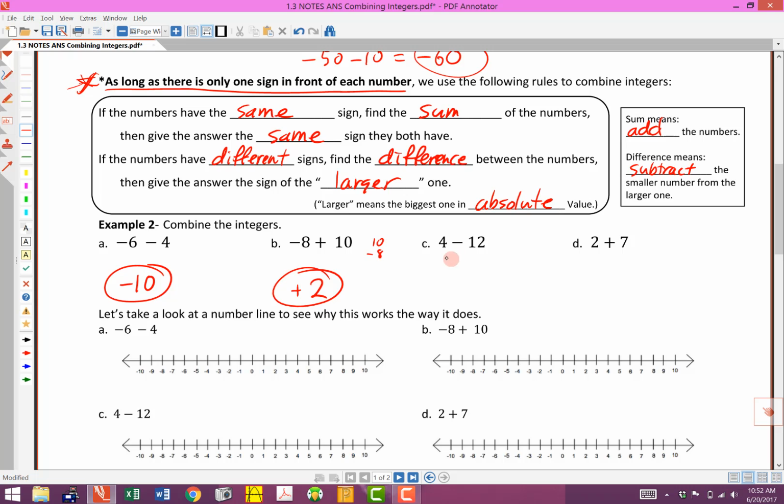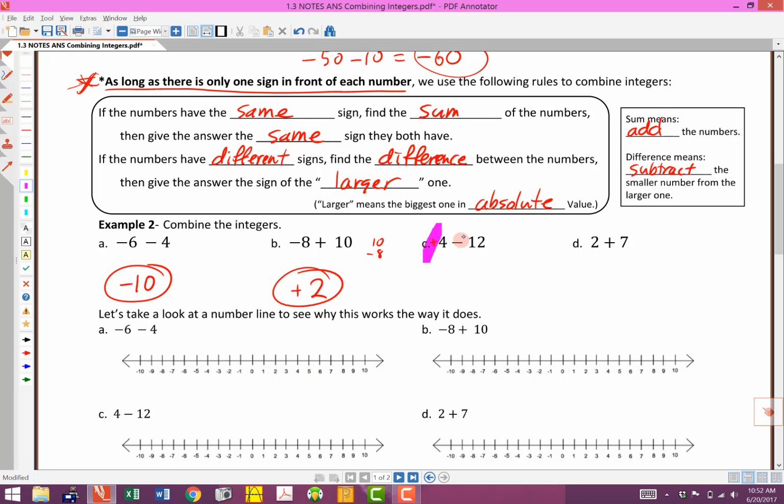All right, let's take a look at the next one. You'll notice there's no sign in front of the 4, so we assume that one's positive. And the sign in front of the 12 is negative, so we've got a positive 4 minus a 12. And we want to combine the two of those. So you'll notice that they have different signs, so we're going to be using this second rule right here. If they have different signs, then we're going to find the difference between the numbers.